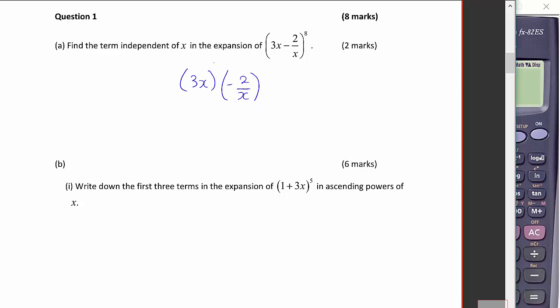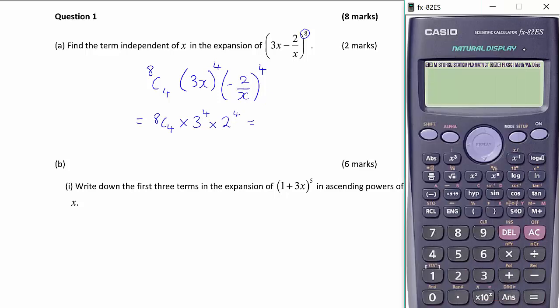Now to get these x's to cancel, clearly we need 4 and 4. The combination has an 8 because that's the power here, and then C4. So what we need to work out is 8C4 multiplied by 3 to the power 4 multiplied by negative 2 to the 4. Because that's an even power, we may as well just say 2 to the 4. And we just need to calculate that.